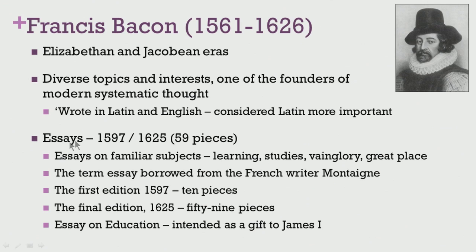And if you recall, the translations had made most of these foreign languages and foreign texts quite accessible to the English public. The first edition of this work had come out in 1597, and it had only 10 pieces, and also to be noted that the first edition had come out during the Elizabethan time. The final edition came out in 1625 during the Jacobean period with 59 essay pieces. And of all of these, particularly one essay on education, he had intended to gift to James I as a token and as a tribute.